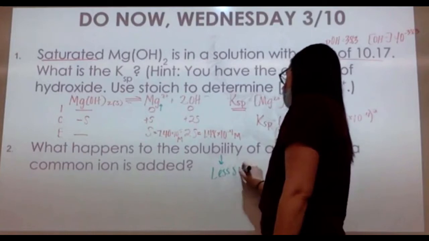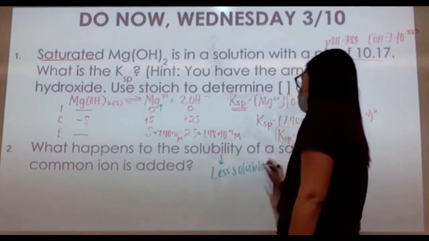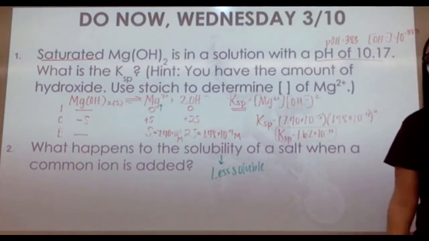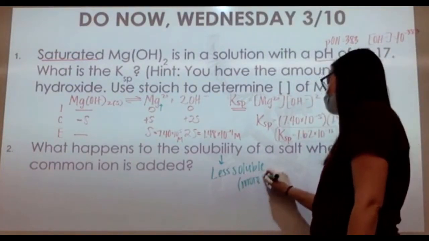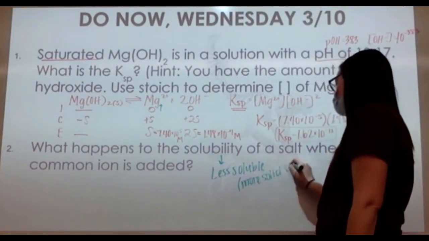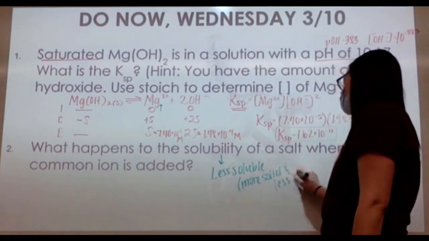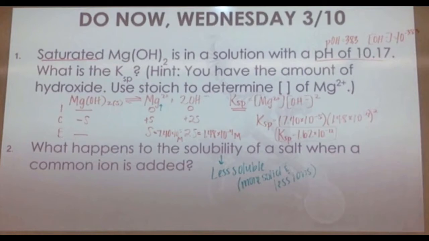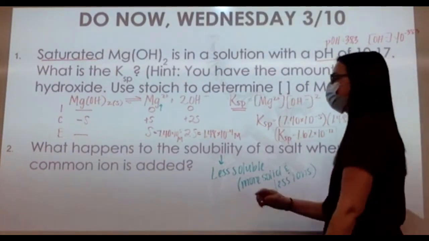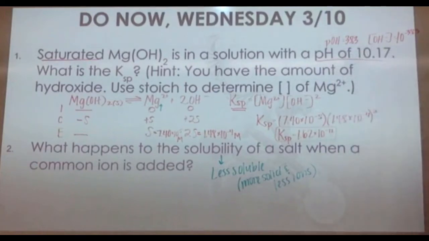So if we're thinking about solubility, it becomes less soluble as a common ion is added. Less soluble means there's more solid and less ions. So the more and more and more common ion that you add, the less and less soluble the salt becomes.